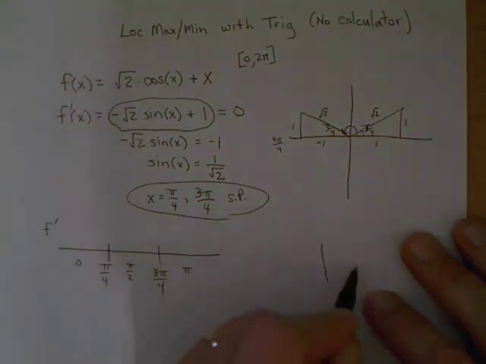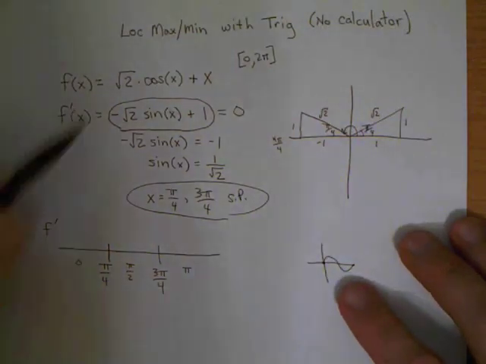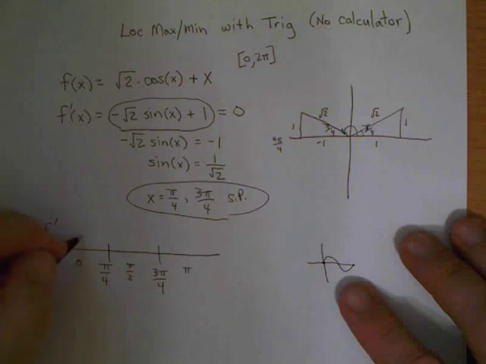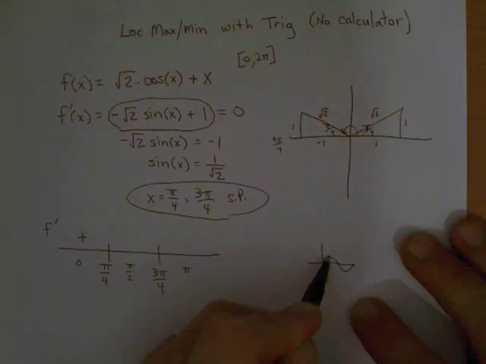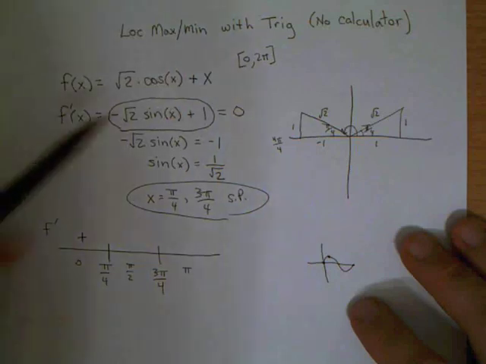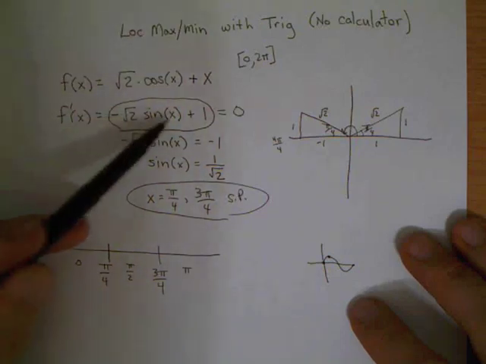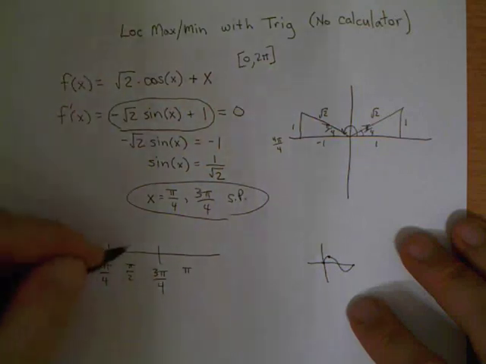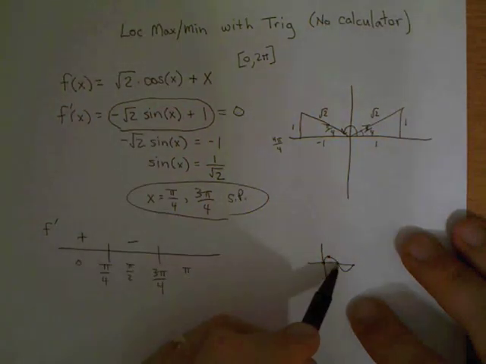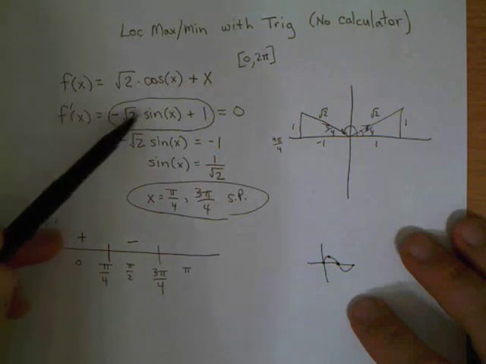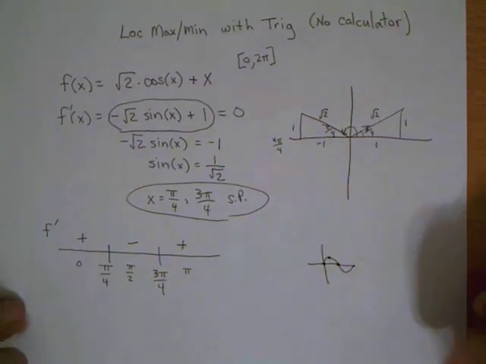What is sine of 0? Now, an easy way to remember sine of 0 is to draw a quick little sine curve. Sine of 0 is 0. Times a negative is 0, plus 1 is 1, that's a positive. Sine of pi halves, of course, is right here, which is at 1. Sine of pi halves is 1, times negative square root of 2 is negative square root of 2, which is negative 1.44, plus 1 is negative 0.44, or, again, negative. Pi, sine of pi is 0. Negative square root of 2 times 0 is 0, plus 1 is 1. Again, we get a positive f prime.